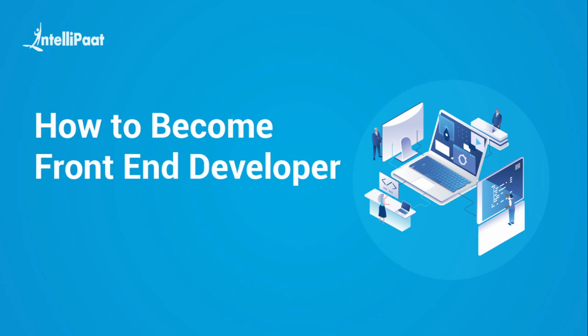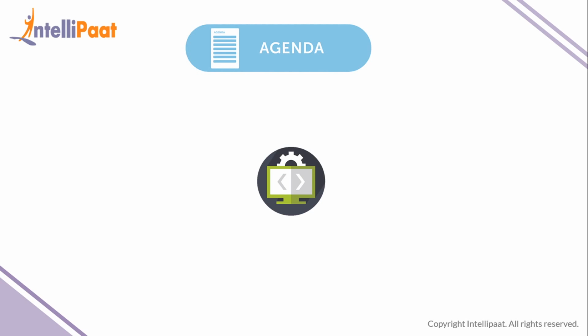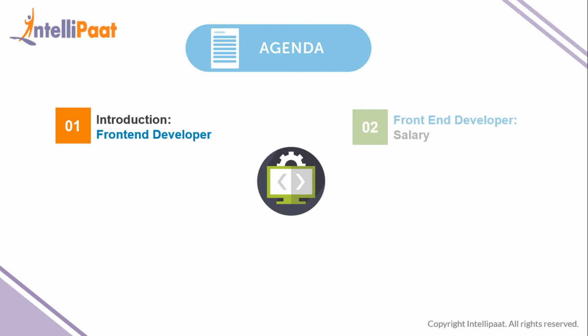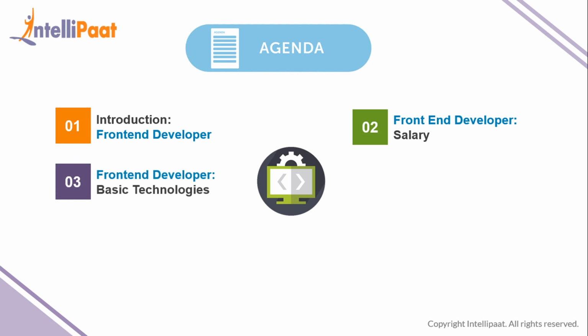So let's take a look at the agenda for this session. We'll take a look at the introduction to becoming a front-end developer. We'll understand what a front-end developer does, what the roles and responsibilities of a front-end developer are, what they are expected to know, and then we'll move on to take a look at the salaries of a front-end developer. Then we'll learn about the basic technologies that every front-end developer must know. And then we'll take a look at some of the advanced technologies. These are technologies that you may need to know some of, or you may need to know all of them, depending on the job role that you're applying for.